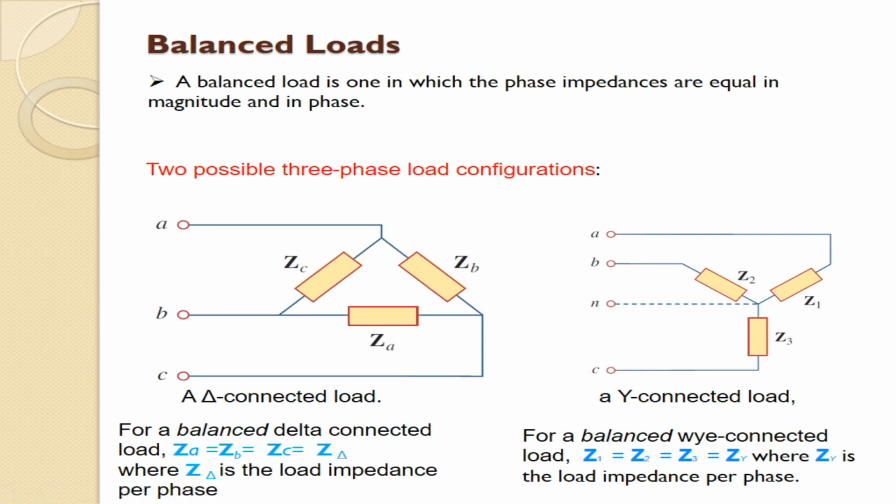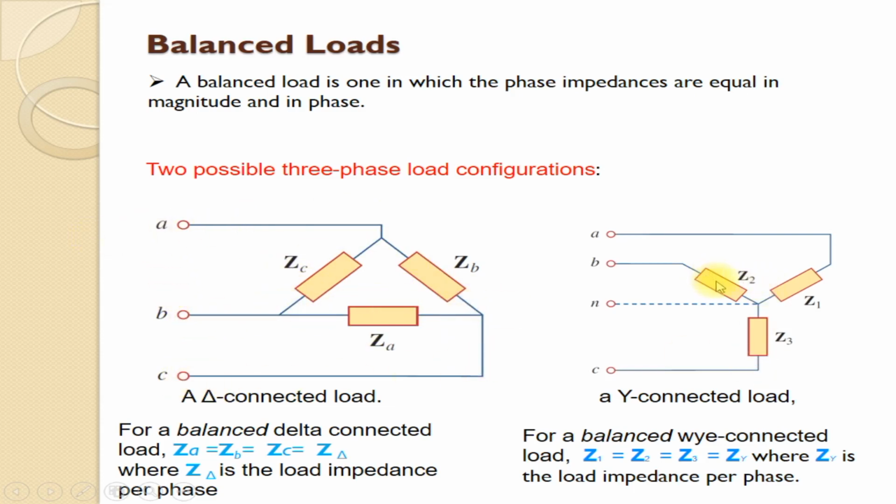A balanced load is one in which the phase impedances are equal in magnitude and in phase. And there are two possible configurations of three-phase loads. One is the delta connection and another is the star connection. Here in this figure you can see that three impedances ZA, ZB and ZC are connected in the form of a delta, and the terminals are taken out for connecting to the supply.